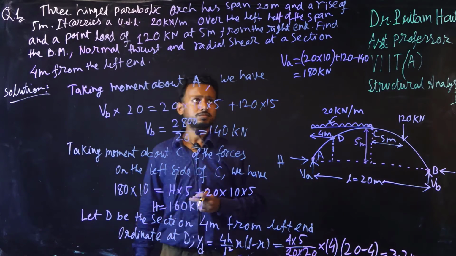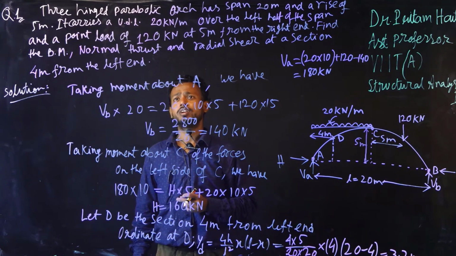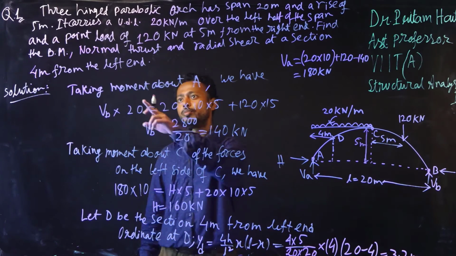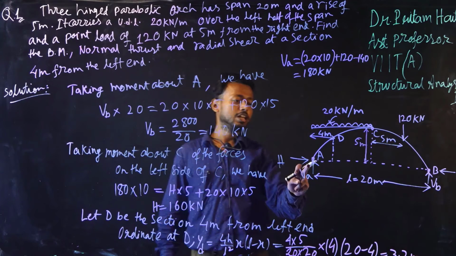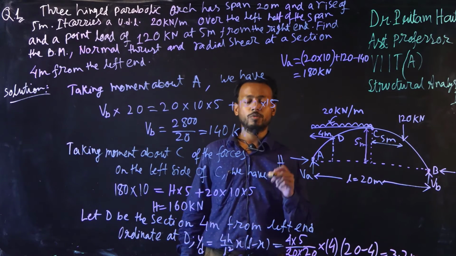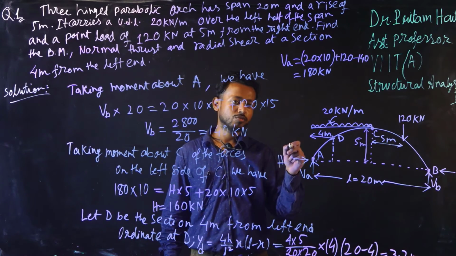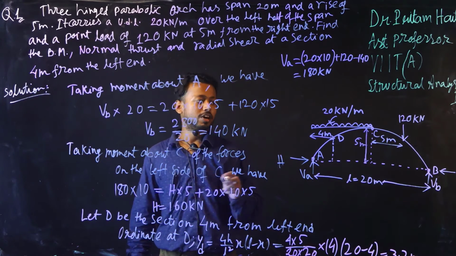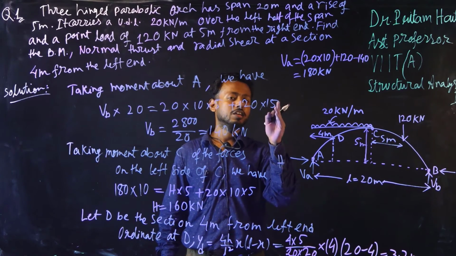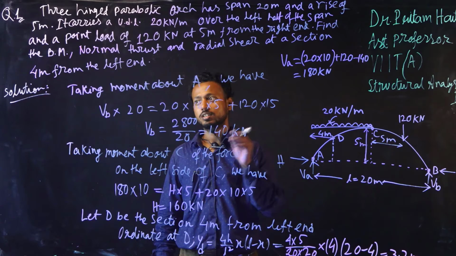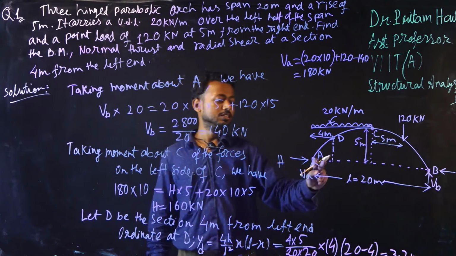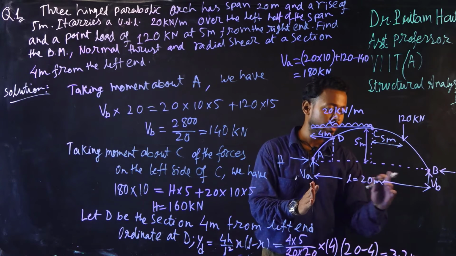Find out the bending moment, normal thrust and radial shear at a section 4 meter from the left end, at point D. So let's start. First you draw the diagram as per the data given in the question, then you start the solution. Taking moment about A, this is A support.